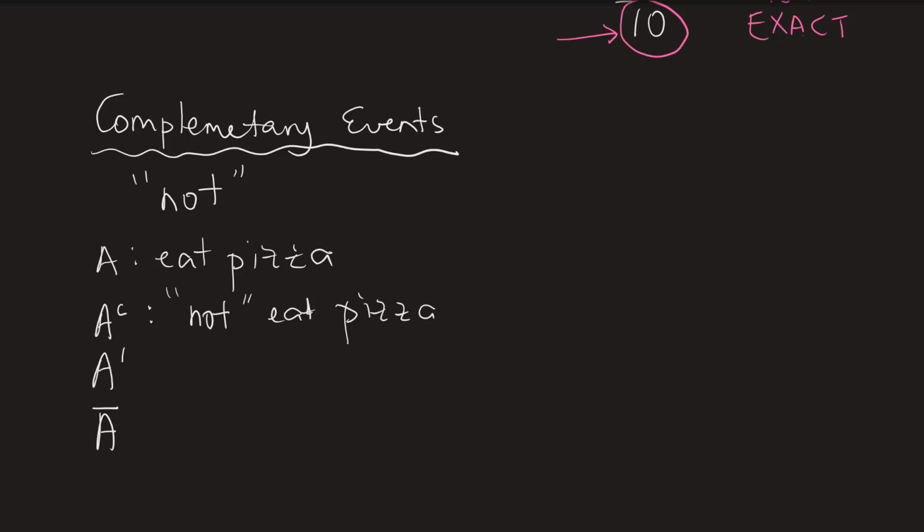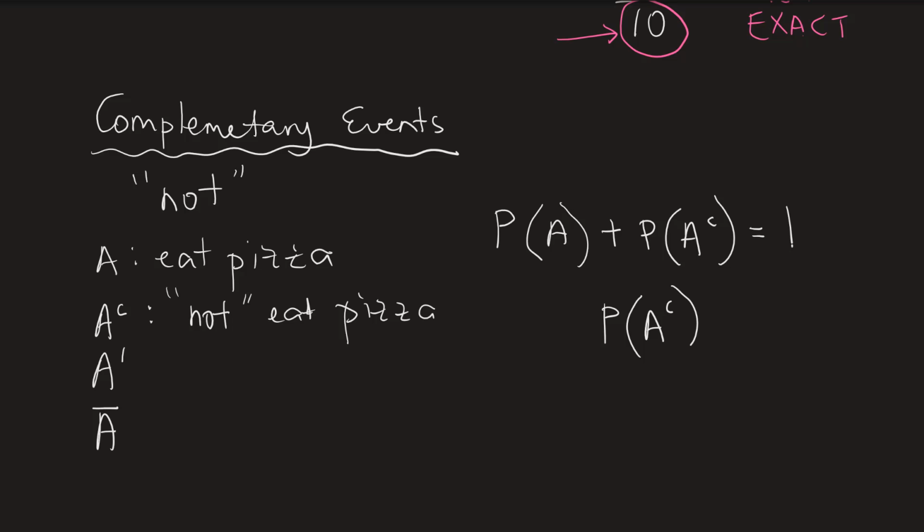Now, the probability of eating pizza plus the probability of not eating pizza always adds up to 1. And so you can manipulate this a little bit. If you want to find the probability of some complementary event, it simply becomes 1 minus the probability of that event. So this is an important and quite easy formula to remember.